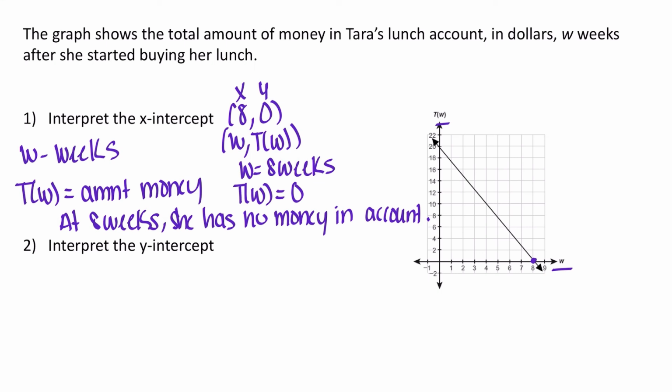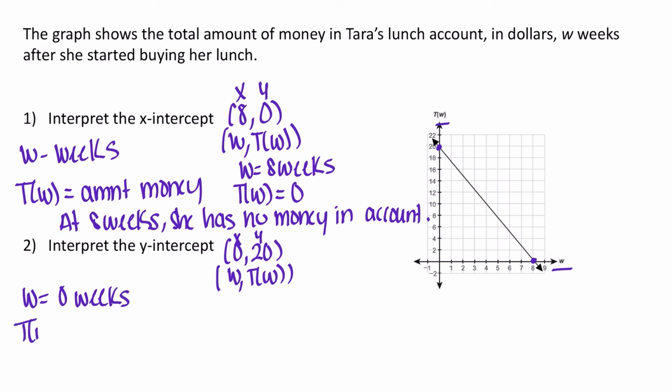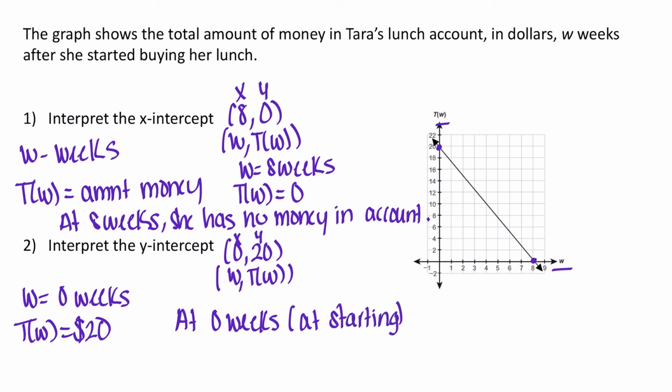Now let's interpret the y-intercept. The y-intercept occurs here at 0, 20. So that means that x equals 0, y equals 20, or in other words, w and t of w. So what this is saying is that w equals 0 weeks, t of w equals $20. So that means at 0 weeks, or in other words, at starting, she has $20 in her account. And that is how you interpret the y-intercept.